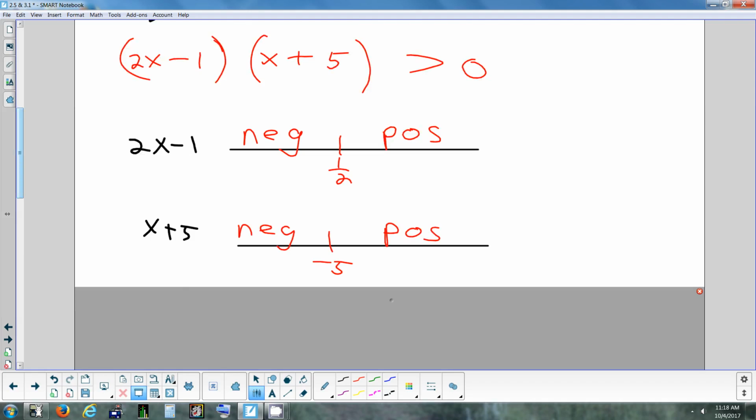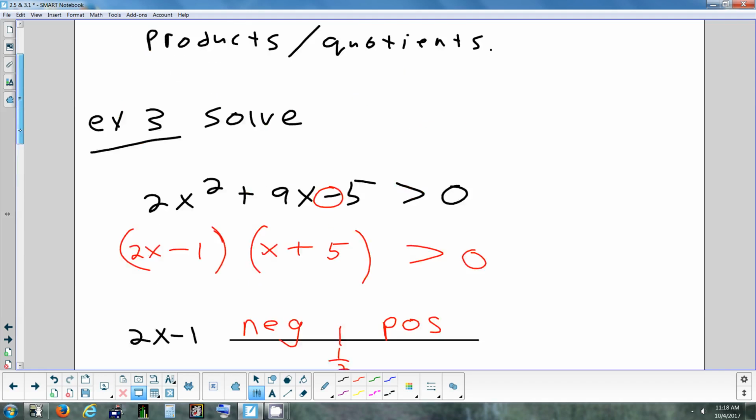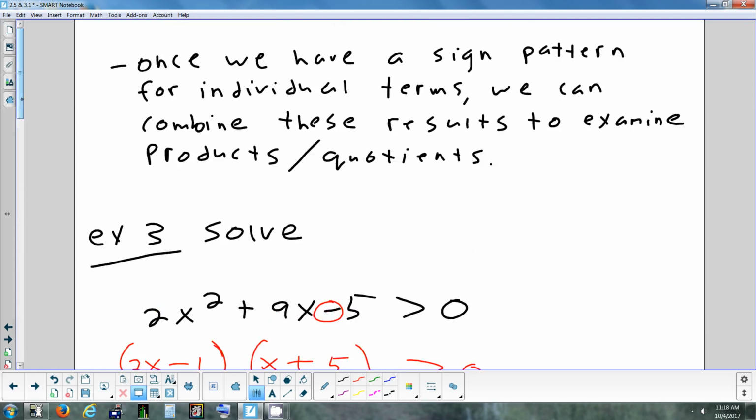Okay. Now, where I told you to leave a little space, we're going to take the individual number lines we just had, and we're going to combine them into one. I guess you could kind of do this as you go, so you don't have to do it as an extra step, but that might be confusing. So take the sign patterns you have for the individual and now combine them together into one.